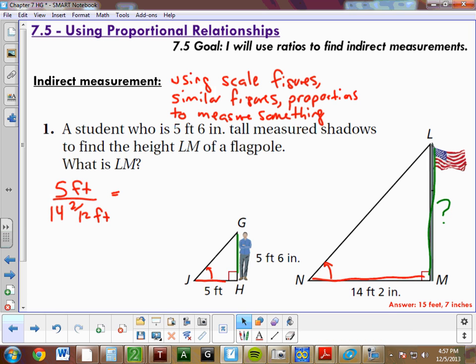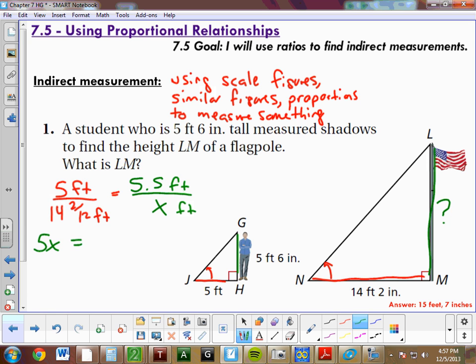So doing that, I can set up 5 feet 6 inches, which is 5.5 feet, over the total, which I don't know yet. We'll just say x feet. So all of our units are in feet here, so we don't have to worry about that. So I'll go ahead and solve this. If you cross multiply, 5x equals 14 and 2/12, whatever that is, times 5.5. And if I divide that by 5, I should be able to get an answer for this.